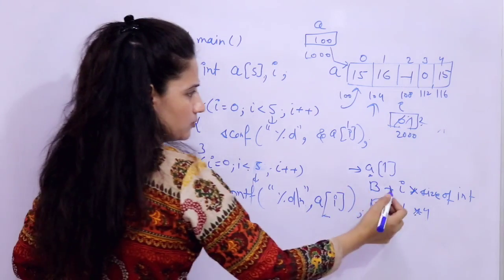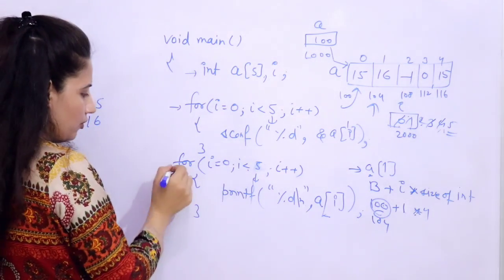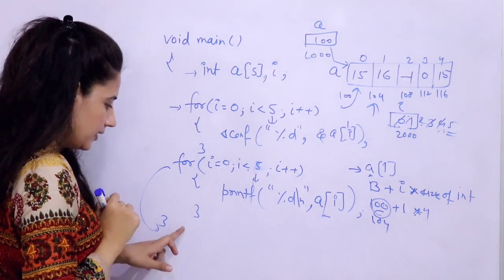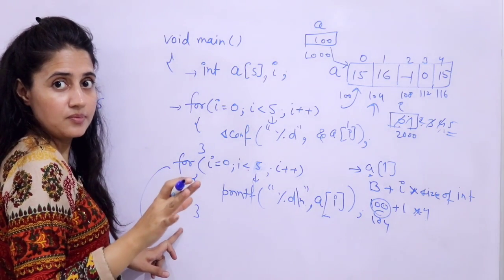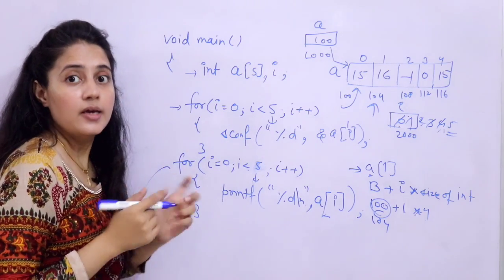And once I value becomes 3, then 4, once it becomes 5, condition not true, exit from the loop, and that's it, end of the program, right? So this is how you can print simply the elements of the array.